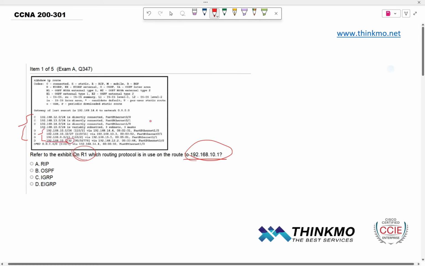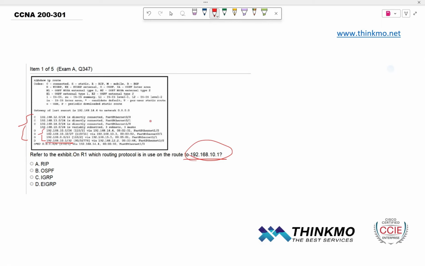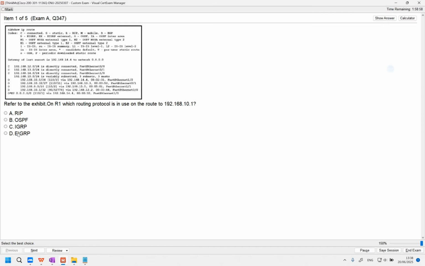However, the most specific one, the one with the longest subnet mask, which is the 32-bit mask, has the highest degree of match. As we say, the longer the mask, the more precise the match. So, we should choose the entry with the longest 32-bit mask. Therefore, it's an EIGRP route, indicated by the D in front, which stands for the diffusing update algorithm. So the answer to this question is D.